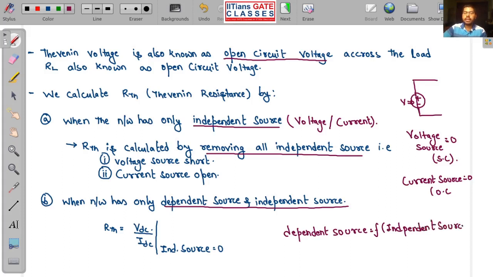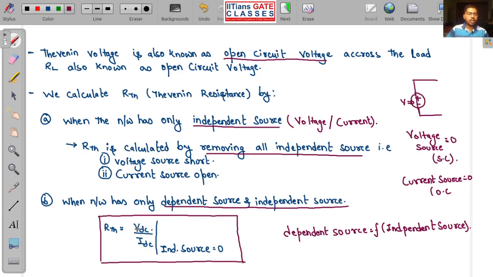So if independent sources are not present, that means what? Dependent source will be 0. So I cannot calculate that. Whenever a network has dependent source as well as independent source, at that time we take help of this value. We calculate RTH by VDC by IDC, where VDC is the voltage across the load, and IDC is the current flowing through the node into the network. With the help of an example, we are going to see.